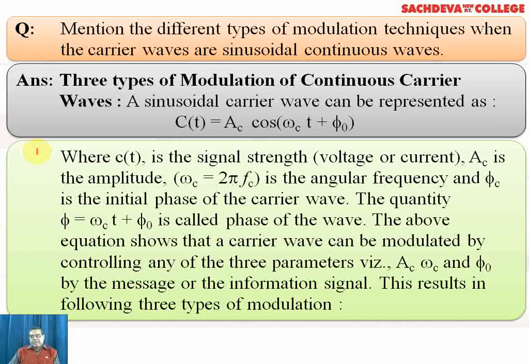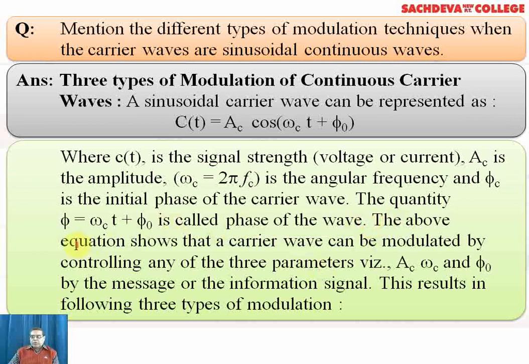So we proceed like this. c(t) is the signal strength, voltage or current, Ac is the amplitude, ωc = 2π fc, or 2π/λ, is the angular frequency, and φ0 is the initial phase of the carrier wave. The quantity φ = ωc t + φ0, where φ is the phase, meaning position and direction at instant of time t. That is called the phase of the wave.